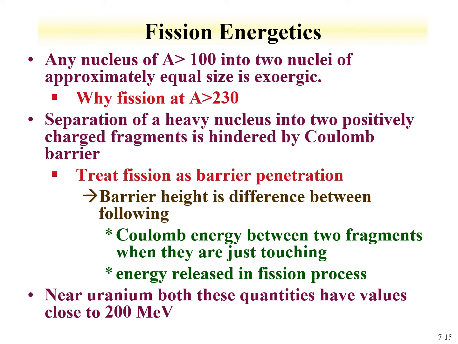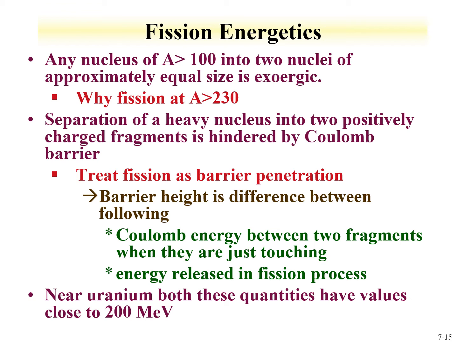Because the separation of a nucleus is hindered by the Coulomb barrier. You could treat this barrier as penetration, what the particles would have to overcome in order to form two particles from a nucleus. So if we could figure out the energy from fission and compare that to the Coulomb barrier, we could evaluate the difference and find out where this fission is possible. So we would actually have to have the fission overcome the Coulomb barrier.